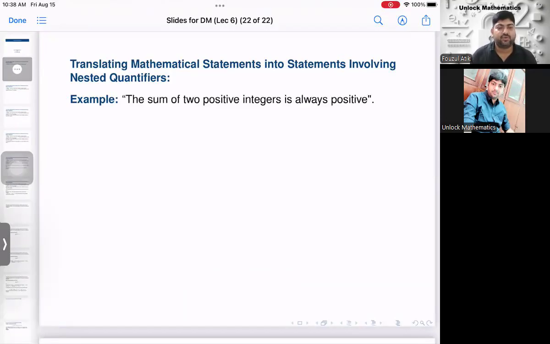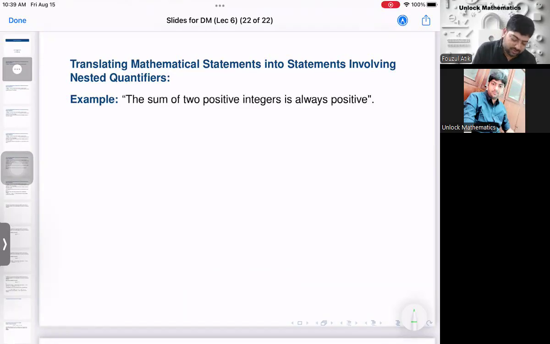The sum of two positive integers is always positive. Now this is an English sentence and we know this is a true statement. You have to make it in a logical way, in a mathematical way, as a statement involving nested quantifiers. So how do you do that? This statement is true for all integers, for any two integers.